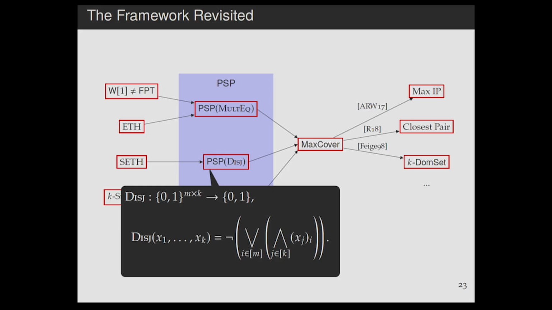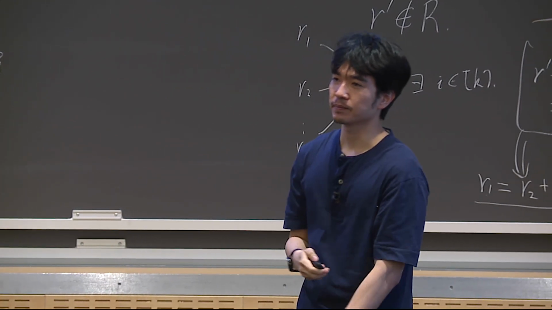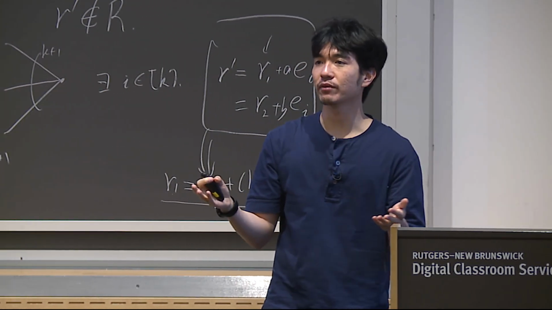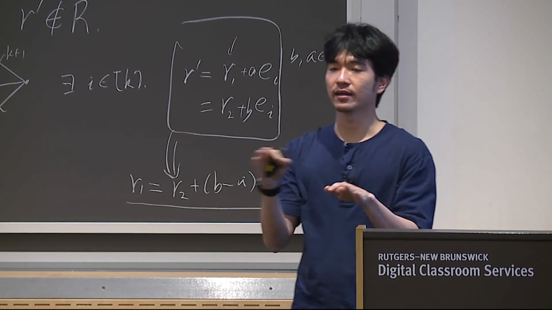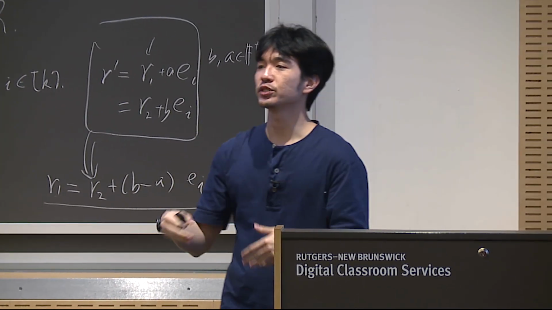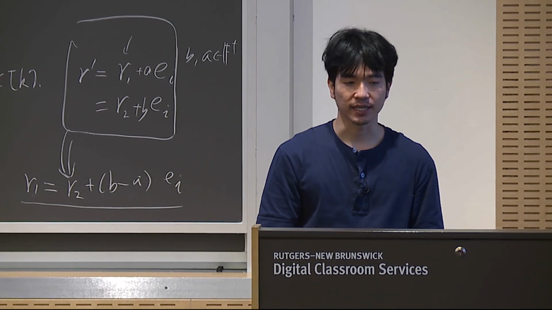But to say in words, in multi-equality, each input is a partial assignment, and the multi-equality checks that the partial assignments do not contradict each other. Okay, so you have a bunch of underlying variables, and each input assigns a value to some variables and leaves some blank, and you check that there is no inconsistency.